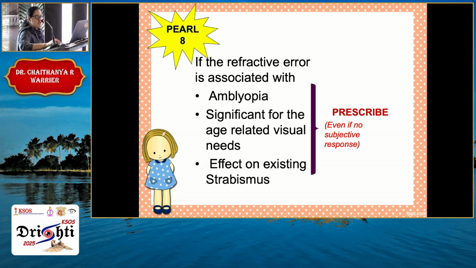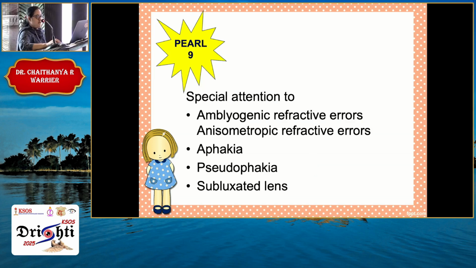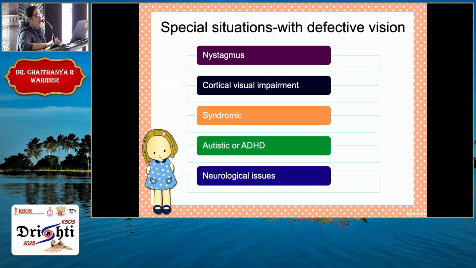So pearl number 8, if there is any refractive error which is associated with amblyopia, or significant for age-related visual needs, or has an effect on strabismus, we need to prescribe the glasses even if there is no subjective response. And pearl number 9, special attention to be given to amblyogenic risk factors, anisometropic risk factors, aphakia, pseudophakia and subluxated lens. Also special situations like nystagmus, cortical visual impairment, syndromic children, autistic or hyperactive children and neurological issues to be considered.